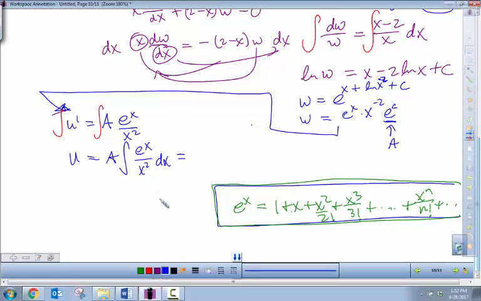Okay? So what do we have? We have a times the integral of 1 over x squared, and then we'll just rewrite everything over 1 plus x squared over 2 factorial, and I'm just going to go from here. Well, we can simplify that before integrating.